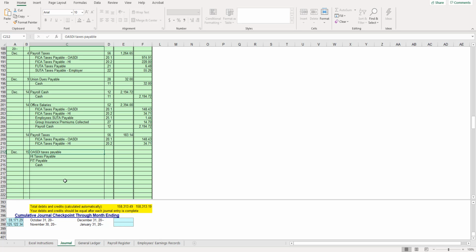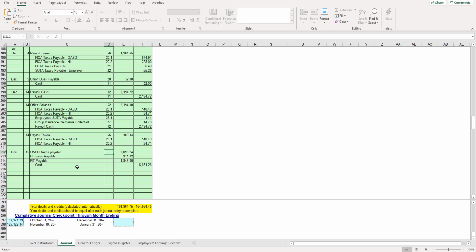So December 15th we had, it's actually the FICA taxes payable, but I called it OASDI. Same account there, and HI taxes payable. And then you also had the FIT payable and credit to cash. Those are in the amounts of $3,895.24, $911.02, and $1,845. The total of that would need to get taken out of our cash account.